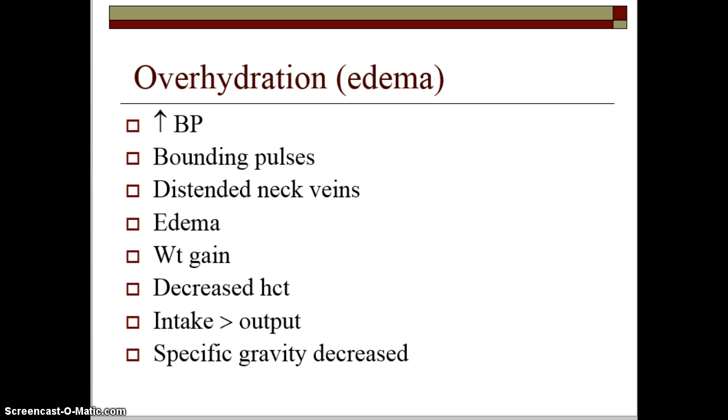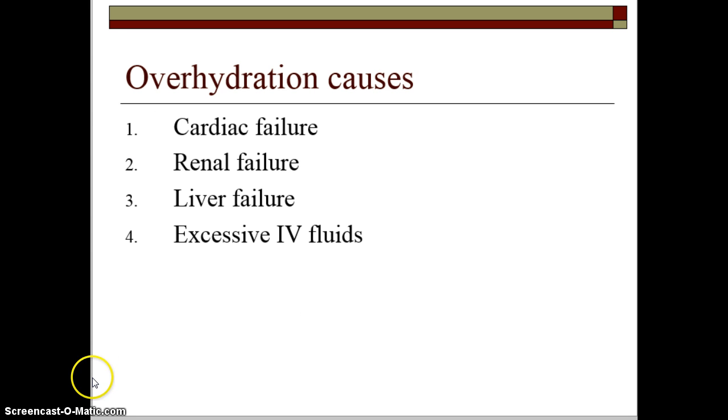Their hematocrit is going to be lower because it's hemodiluted. It's in a larger volume, and so the hematocrit looks abnormally low, but it's not. When we correct the fluid volume overload, the hematocrit should come back to within normal. The intake is greater than output, and we notice that the specific gravity lab value is going to be decreased, again because of hemodilution. Causes of overhydration can be from organ failure such as the heart, the kidneys, or the liver, or too many IV fluids or even PO fluids can cause overhydration.